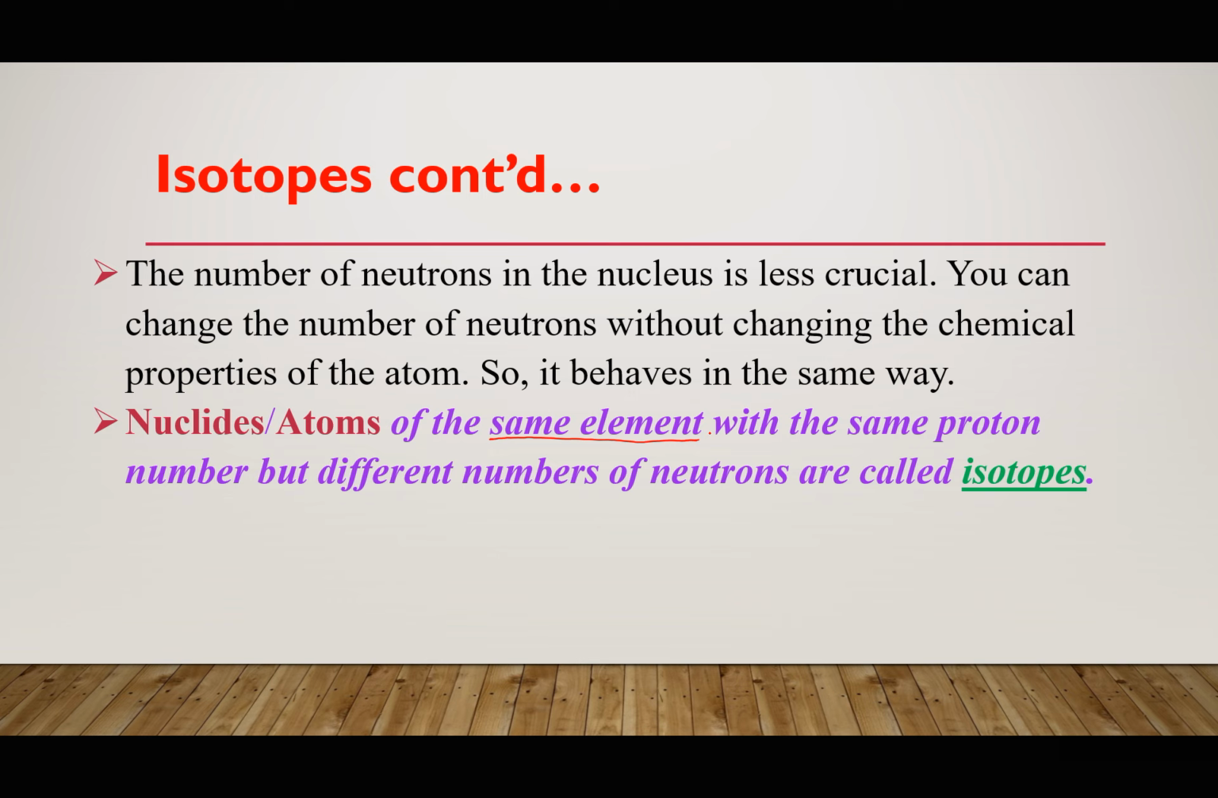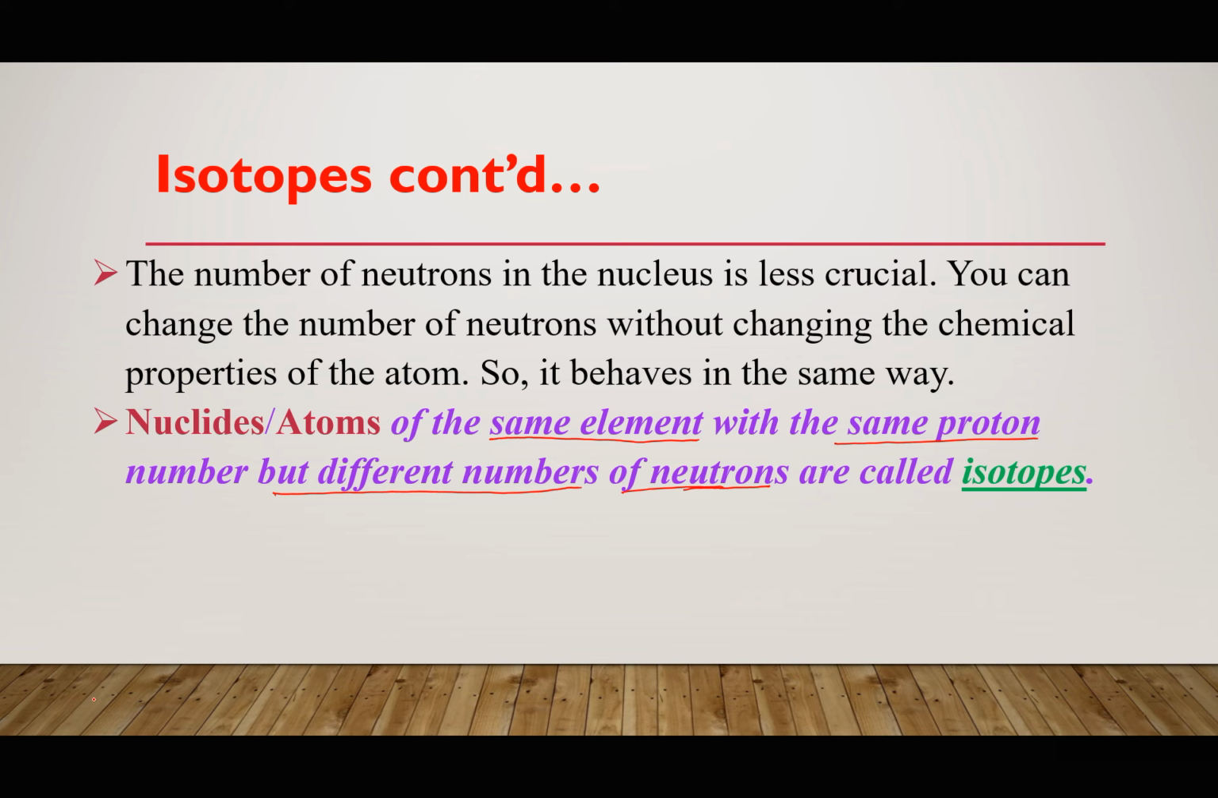So nuclides, or atoms of the same element with the same proton number but different number of neutrons, are going to be called isotopes. Same proton number, but different number of neutrons. Of course, this leads to different number of nucleons. Atoms or nuclides of the same element with the same proton number, but different number of neutrons, are going to be called isotopes.